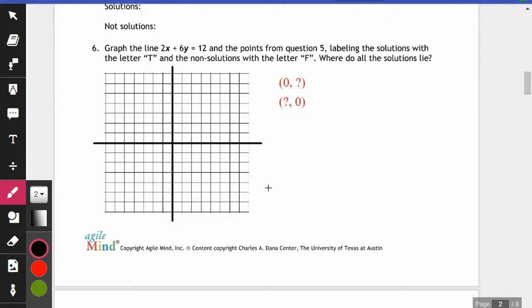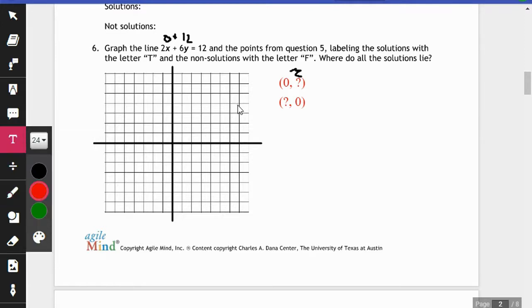There. All right, so now I got my graph. Okay, so if I made the first number be 0, that'd be 2 times 0 is 0. 6 times what makes 12? How would I get 12 here? 6 times 2. This would have to be 2. That's the type of math I'm doing.